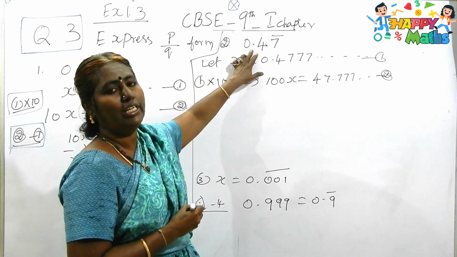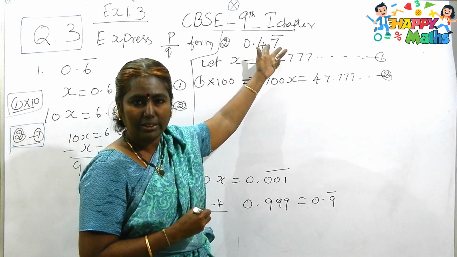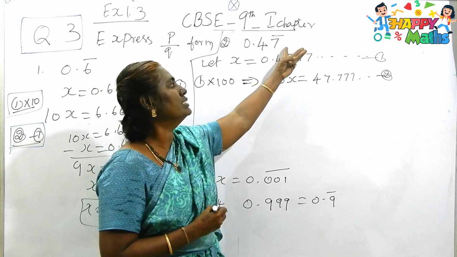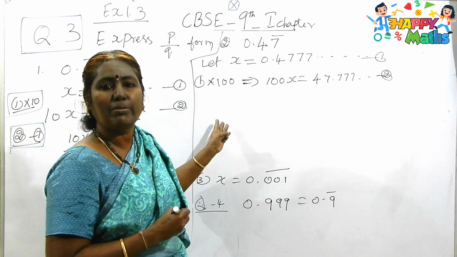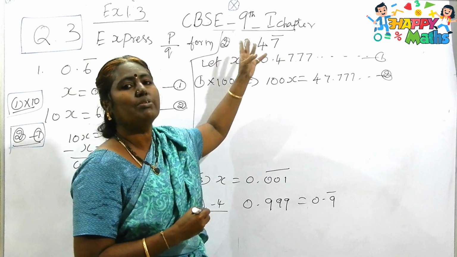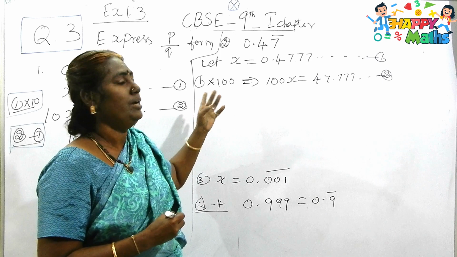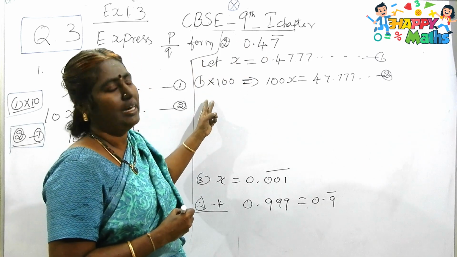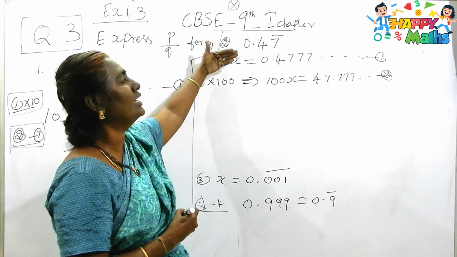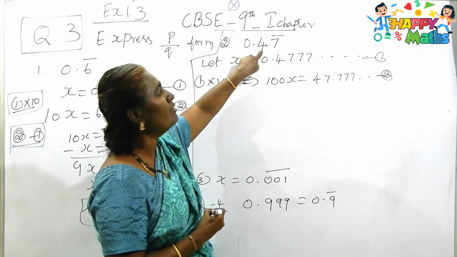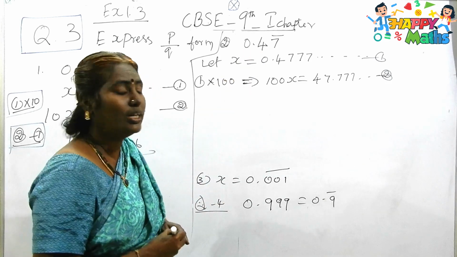Let me repeat again. After the decimal point, if two numbers are there, you have to multiply by 100. If three numbers are there, you have to multiply by 1000. If 4 numbers are there, you have to multiply by 10,000. But here it is only 2 numbers, so I am multiplying by 100. But I cannot subtract 100x minus x, because one number is left out here. So what should I do now?